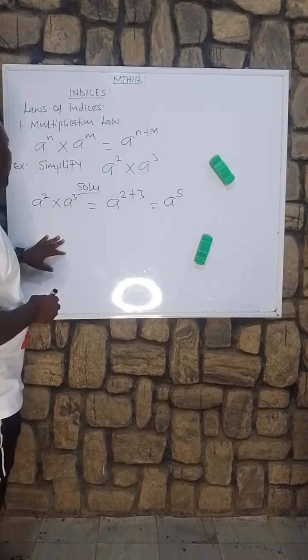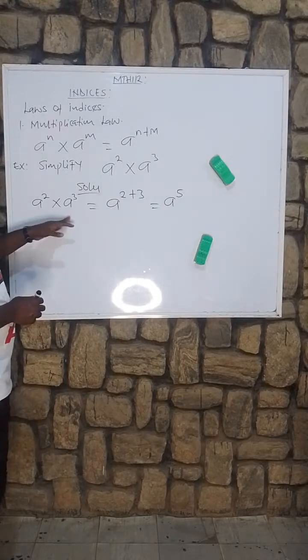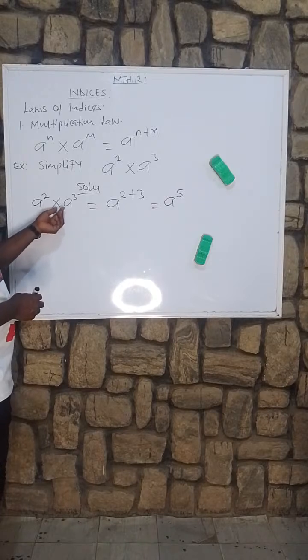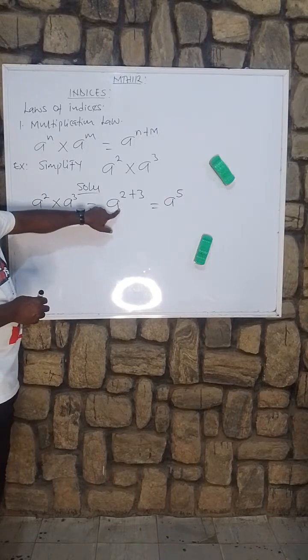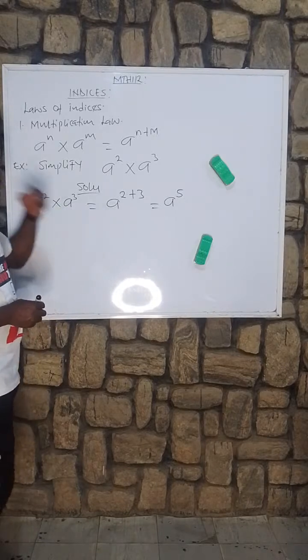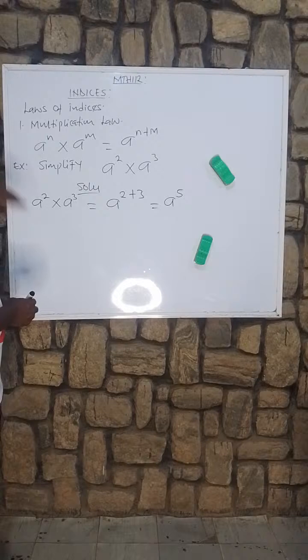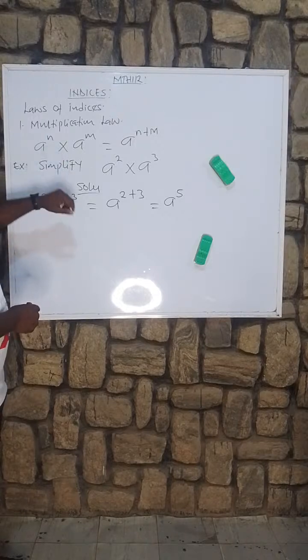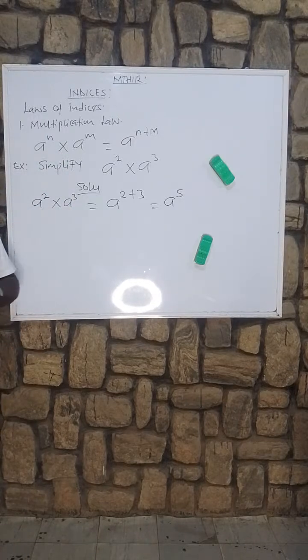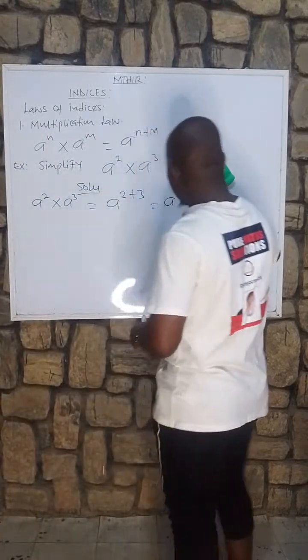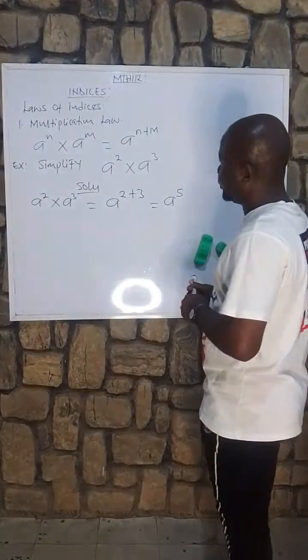So whenever you come across questions of this form, note that this question is coming from indices, and the law that you can use to solve this type of question or problem is, you don't need a prophet to tell you, multiplication law. Is that clear? Okay, before we proceed, I want us to learn something.